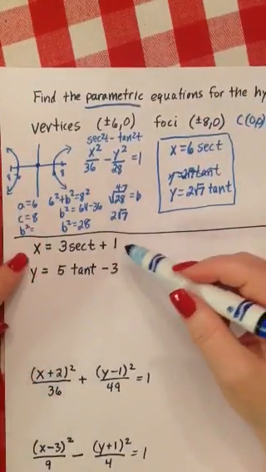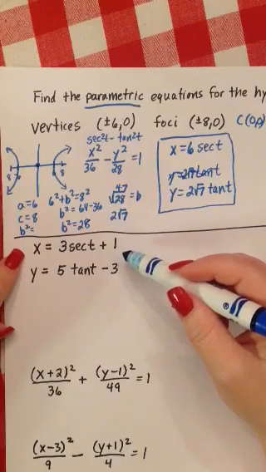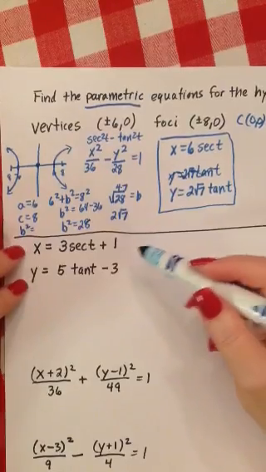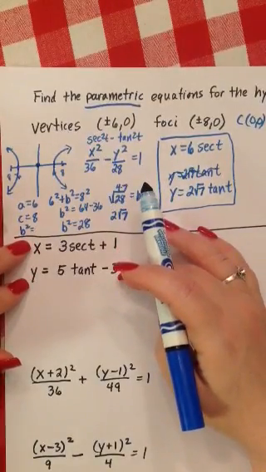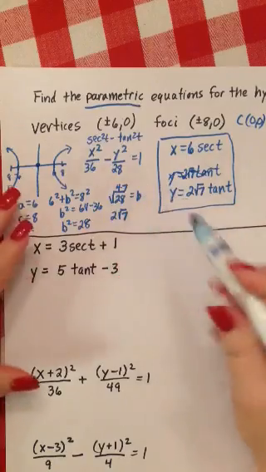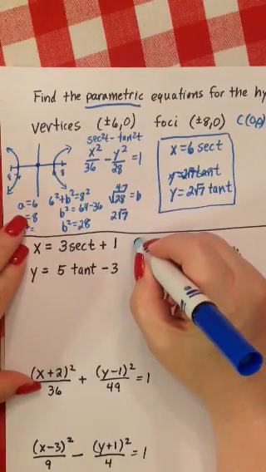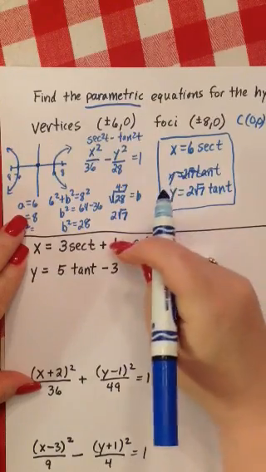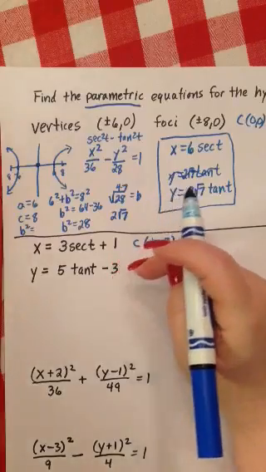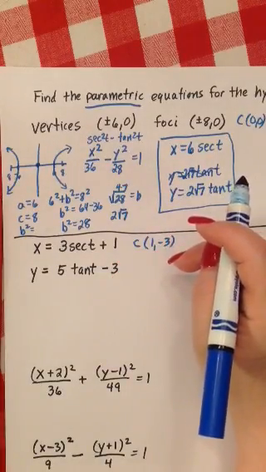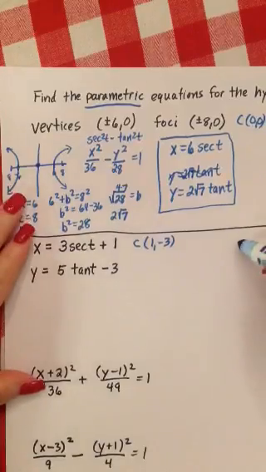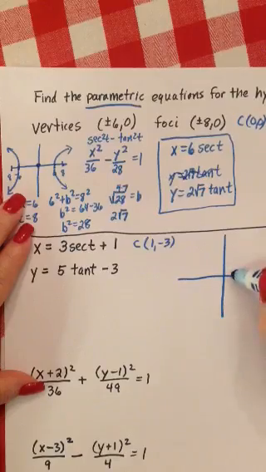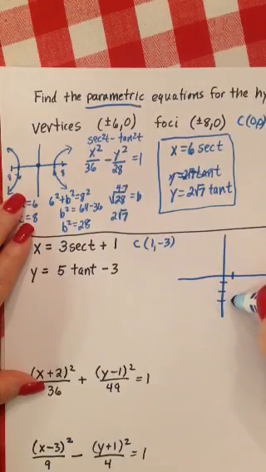The next section, they ask me to graph this, to draw the graph. They gave me the parametric equations, and they asked me to graph. So I can tell from the parametric equations that the center of this is 1, negative 3. Notice these are not in parentheses, so you don't have to take the opposite sign. So the center of this is 1, negative 3. So if I was going to sketch the picture, I could already tell the center is at 1 and down 3.